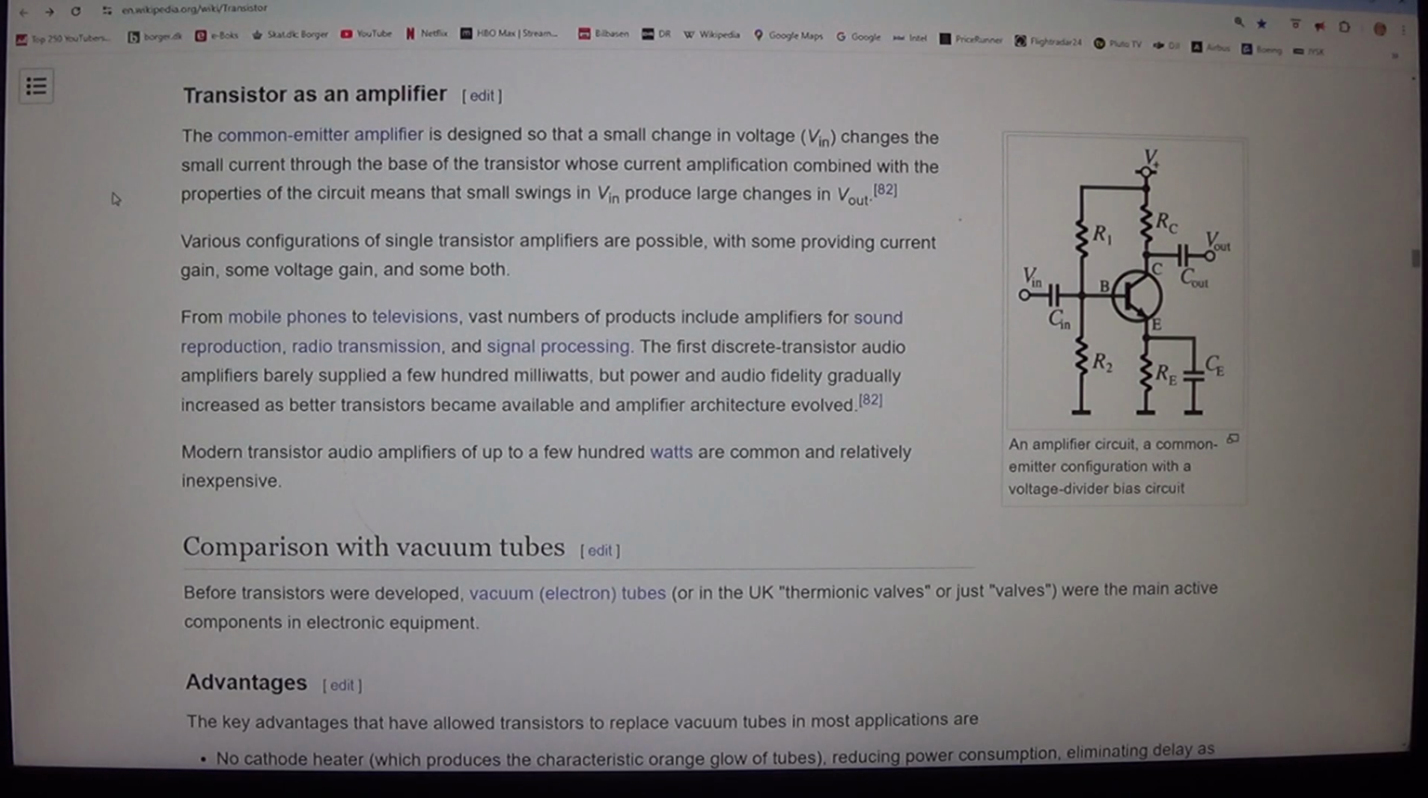From mobile phones to televisions, vast numbers of products include amplifiers for sound reproduction, radio transmission, and signal processing. The first discrete transistor audio amplifiers barely supplied a few hundred milliwatts, but power and audio fidelity gradually increased as better transistors became available and amplifier architecture evolved. Modern transistor audio amplifiers of up to a few hundred watts are common and relatively inexpensive.